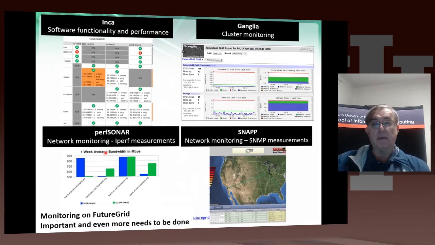So here's our composite of the four major monitoring environments: Inca, Ganglia, Snap, and Perfsonar, doing software functionality, cluster monitoring, network, and a couple of types of measurements, Iperf and SNMP, and those are all done on FutureGrid and reported on the FutureGrid websites.